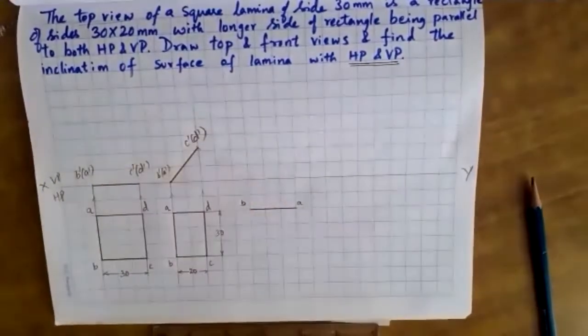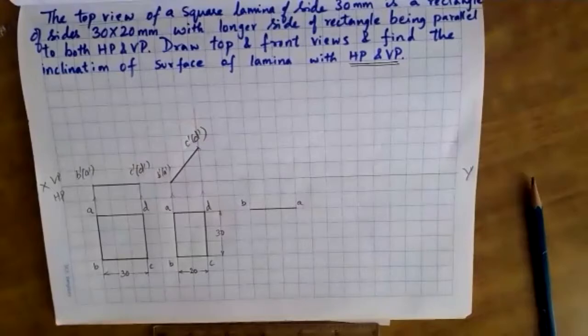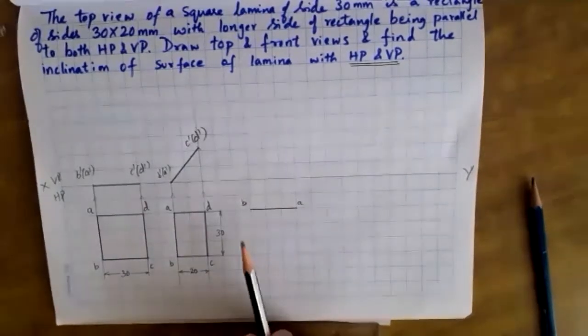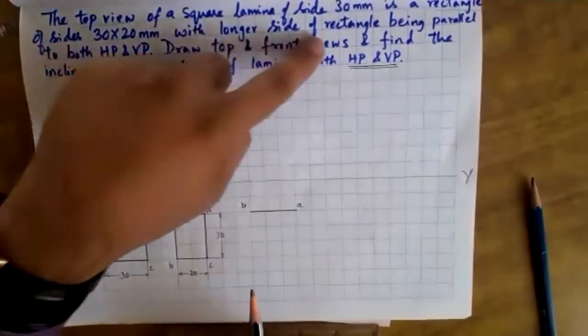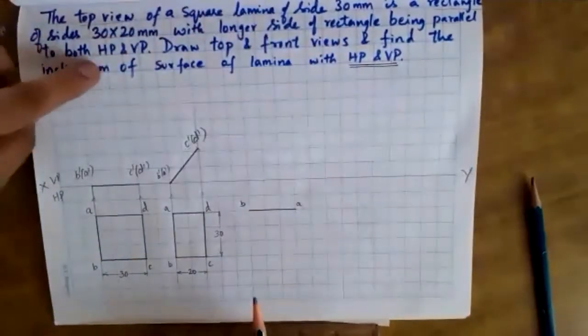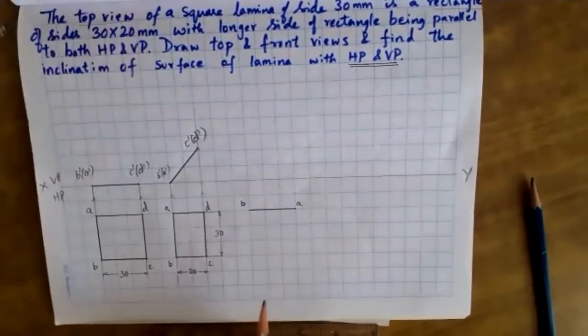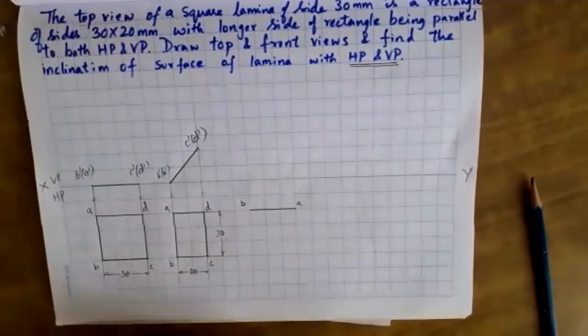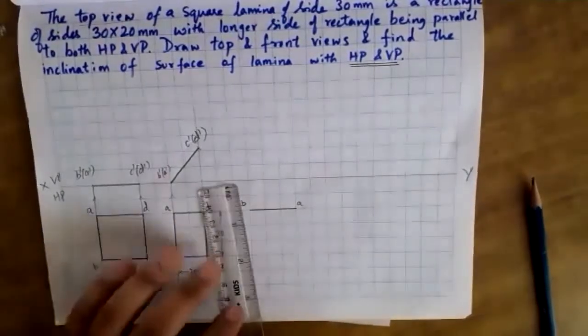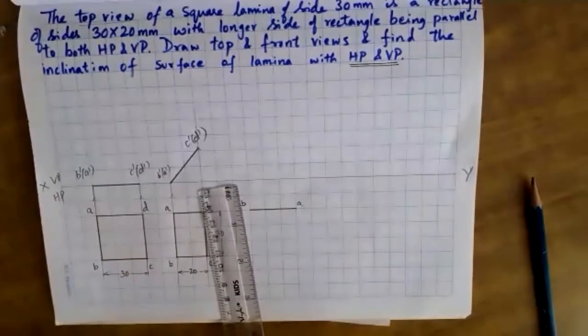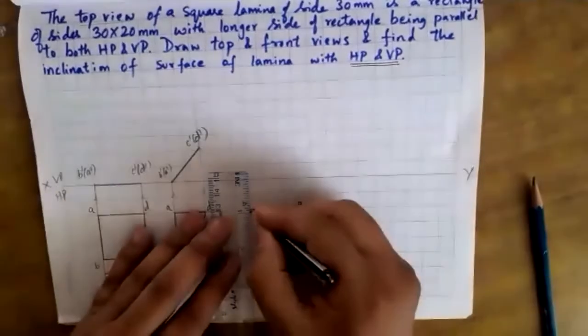What does this mean? Can anyone tell me what this means? The longest side is parallel to HP and VP. This AB in the third position says that the longer side of the rectangle is parallel to both HP and VP. See, till here, the problem is almost over, almost maximum marks. Out of 25, 20 marks is over here if you complete this drawing.